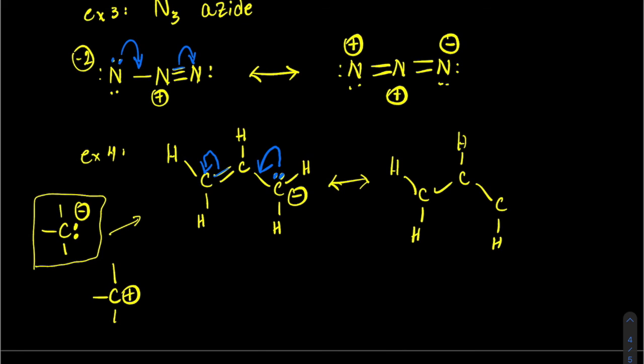Only the lone pairs and pi bonds move in a resonance situation, and so you're going to have a double bond on the right, a single bond on the left. The 2 electrons are going to move to this carbon over here, and as I mentioned, here's the box still. A carbon with 3 bonds and a lone pair is -1. All right.